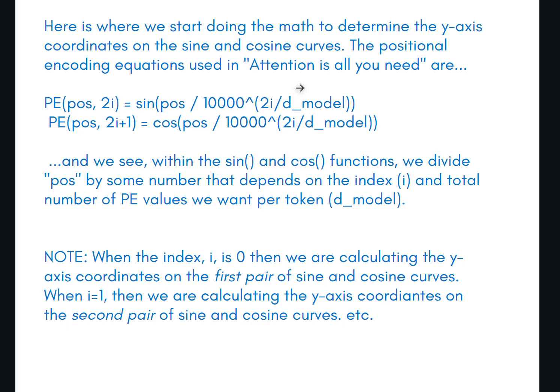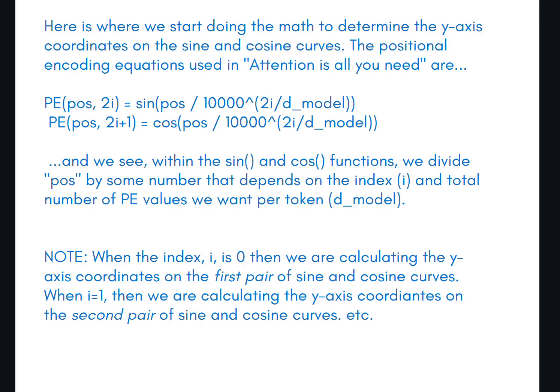Here is a starting point to determine the y-axis coordinate on the sine and cosine curve. The positional encoding equations used in Attention Is All You Need are these, okay? Sine for 2i, and cosine for 2i plus 1. So this is the first sequence and the second sequence, the even and odd sequences, right? We see that with the sine and cosine functions, we divide the position by some number that depends on the index i and the total number of PE values we want per token, d_model.